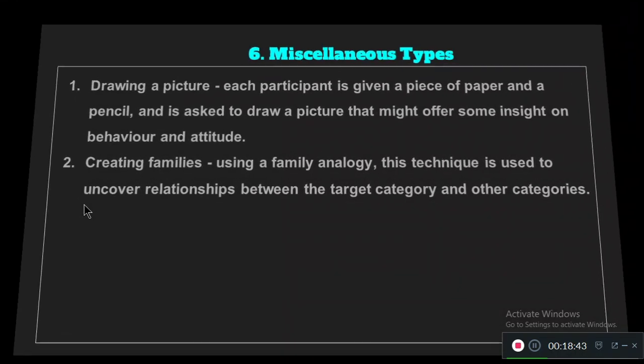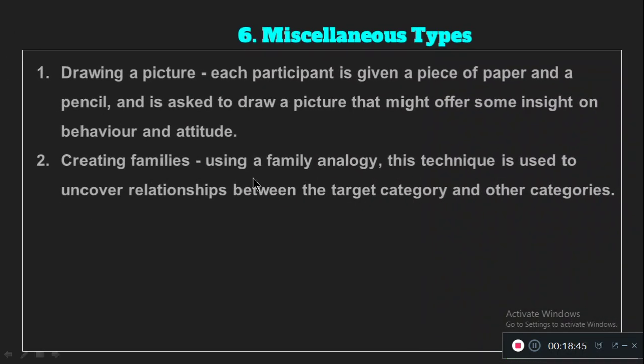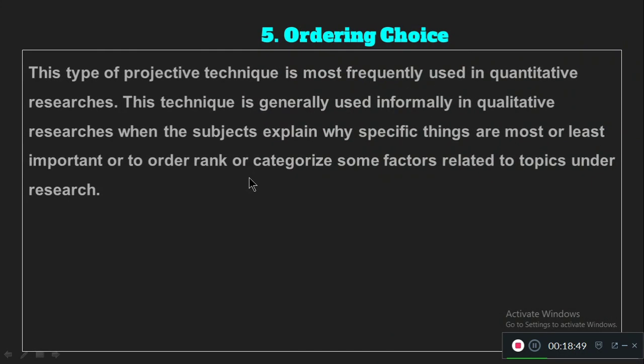So ordering choice, not different types, only one type. We ask them to rank the products or rank the events in the order from most favorable to least favorable, which they like very much to which they like very least.